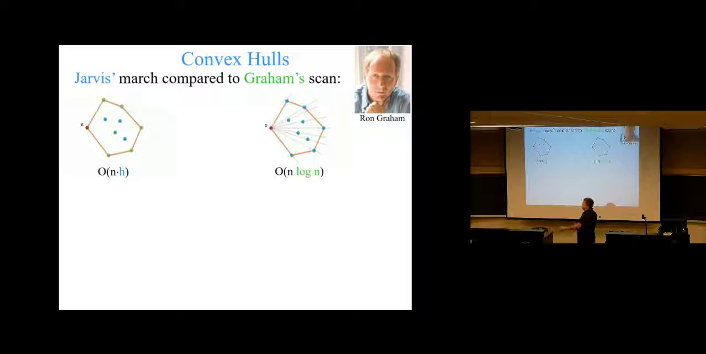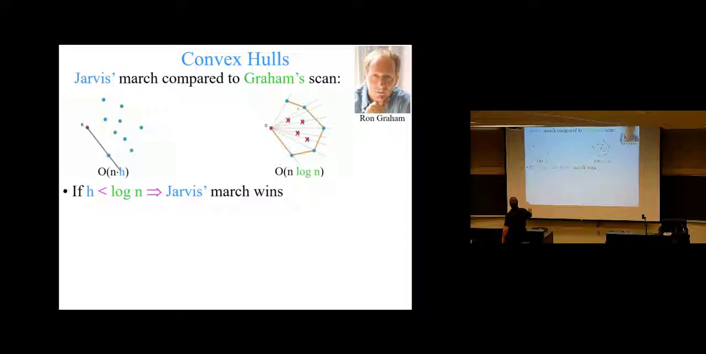It depends on the point set. Sometimes this will be better, sometimes that will be better. When will one be better? If the size of the convex hull is less than the log of the number of points, then obviously this one will win. If it's a constant number or log, or the square root of the log, or something smaller than log, that'll be a better algorithm to use.